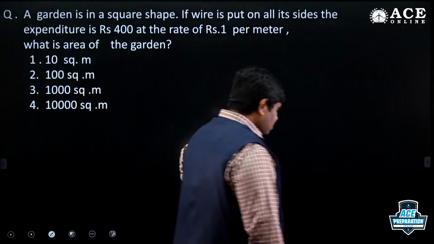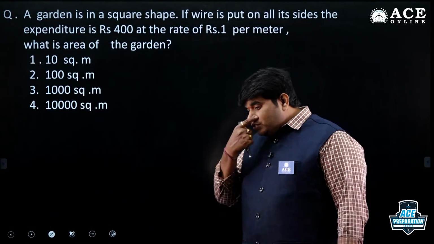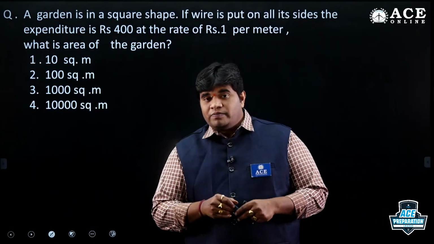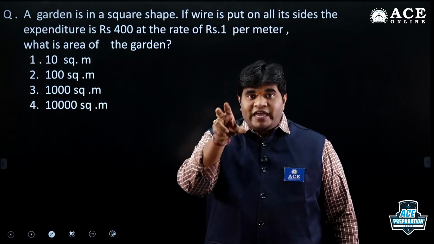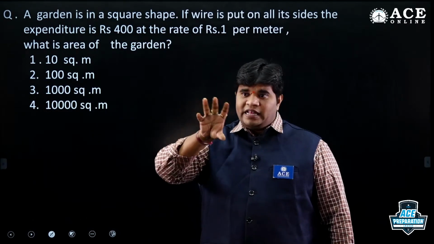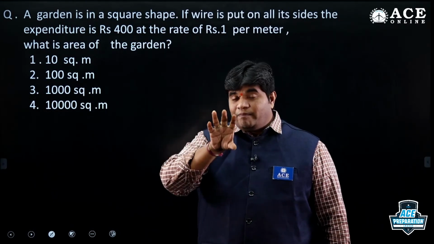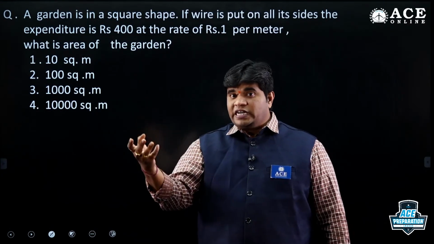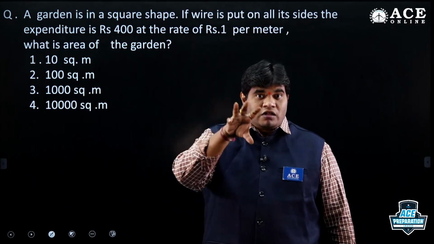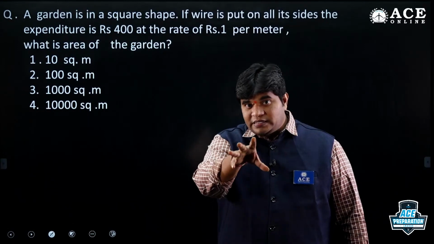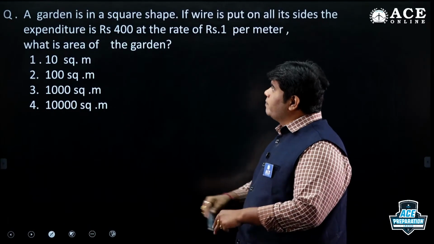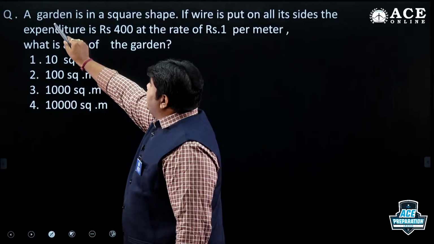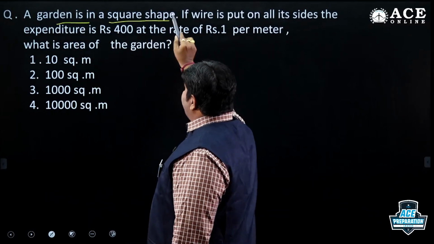Here observe. The previous question, I already mentioned, you remember the point. The square is given, the area of the square is given, the breadth is 1/3 of the side. So what is the total cost requirement? In the same way, here observe the question. A garden is in a square shape.